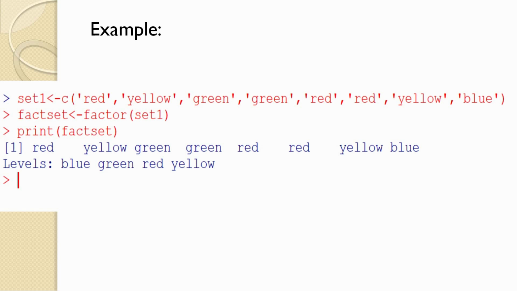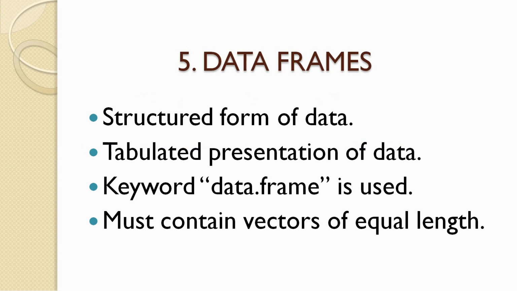The next data type is data frames, which is a structured form of data presentation. If we see as an example of an Excel data which is present in a tabulated form, in the same way data frames present the data in a tabulated form. In order to create a data frame, we use the keyword data.frame followed by parenthesis which contain the elements. Here all the vectors that contain the elements should be of equal length in order to form a perfect table.